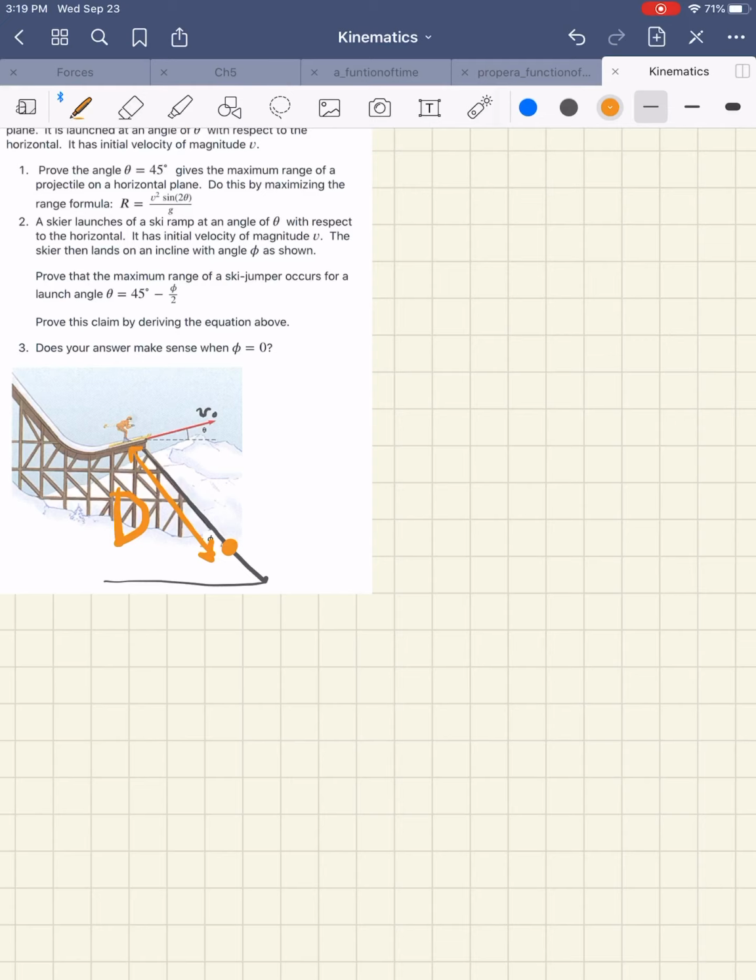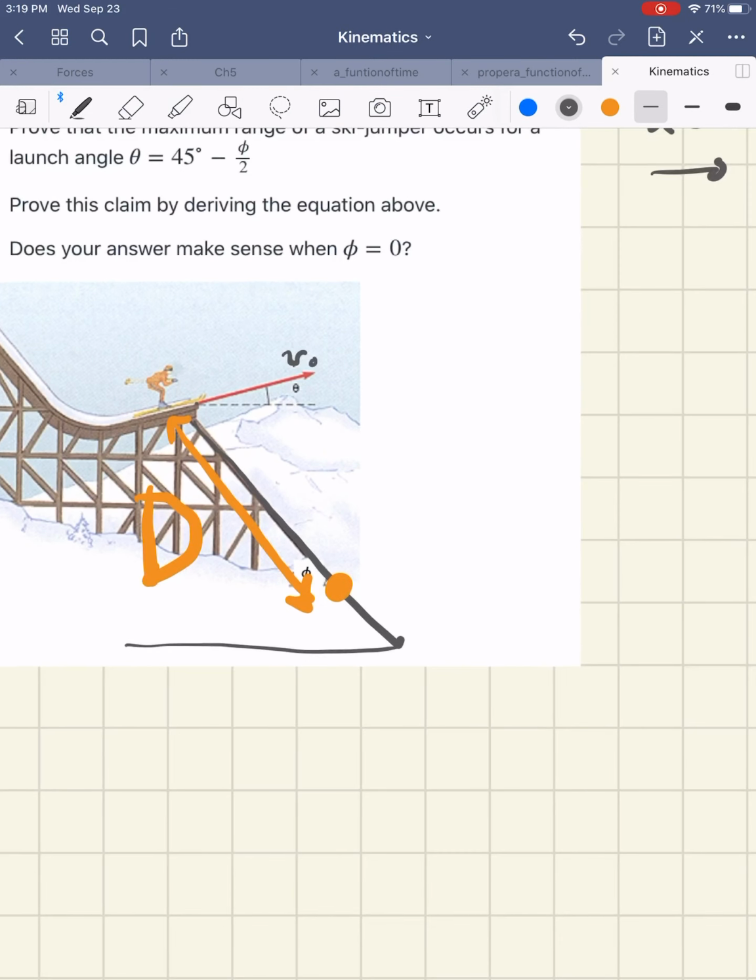Just generally for any initial velocity, any angle. And then once I find d, what I'm going to do is take a derivative of d with respect to theta and set it equal to 0. And then I'm going to solve for the theta for which this condition is met. So let's start by working the general kinematics problem and solve for d itself.